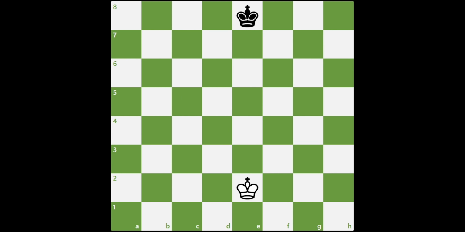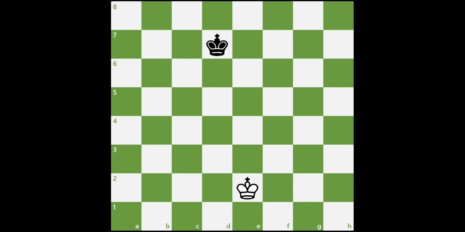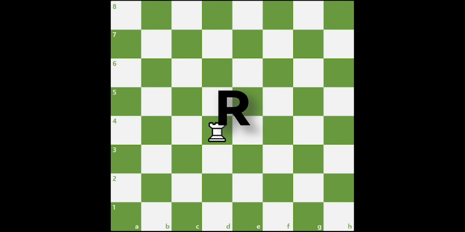Let's say black wants to play their king to D7. In this case, it's the same idea. Capital K, lowercase d, 7. First the piece, then the square. Kd7. We'll use the same idea for the rest of the pieces. The rook is a capital R and the knight a capital N.